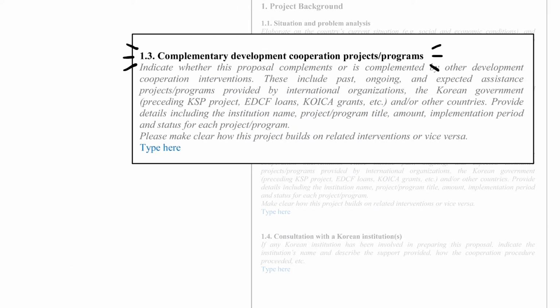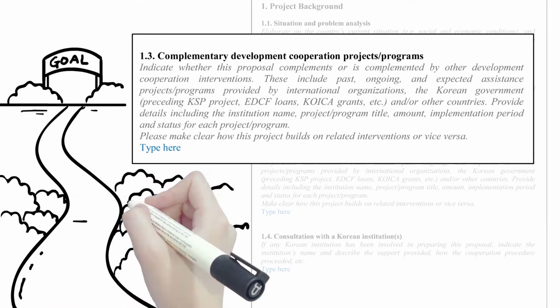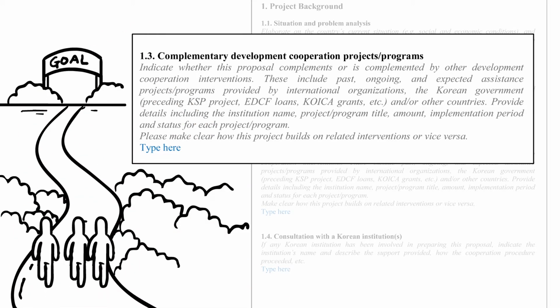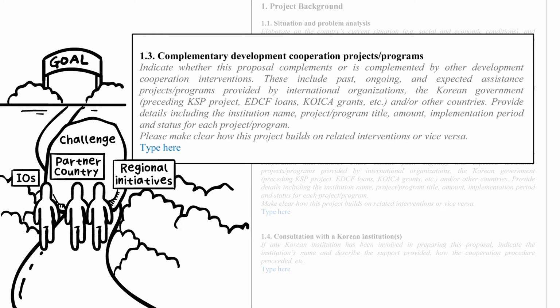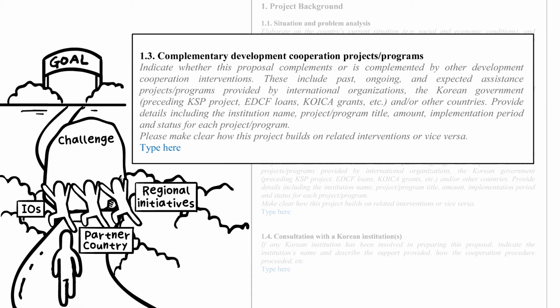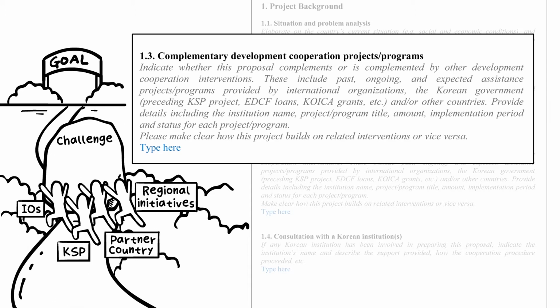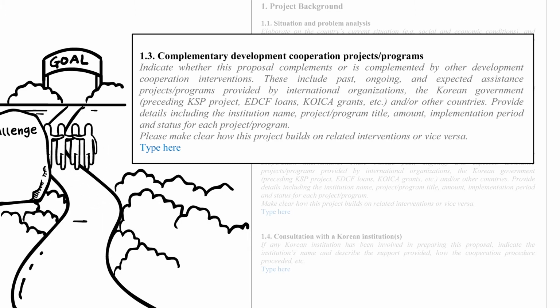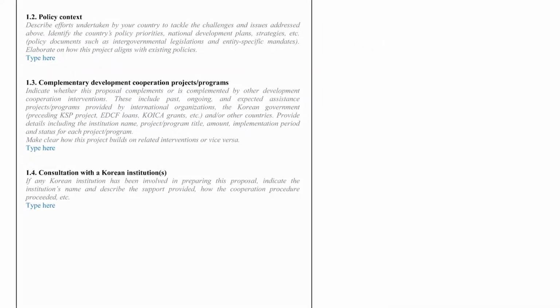In 1.3, Complementary Development Cooperation Projects and Programs, let us know if there are any similar projects that have been or have plans to be conducted. Based on the information provided in this section, we determine the difference of the proposed KSP project with the past or ongoing projects and the expected synergy with them.